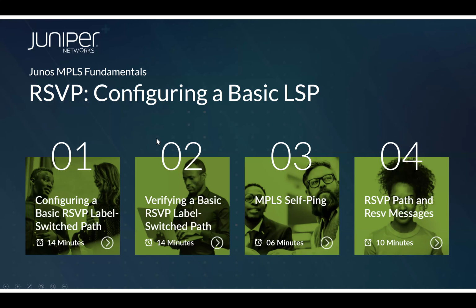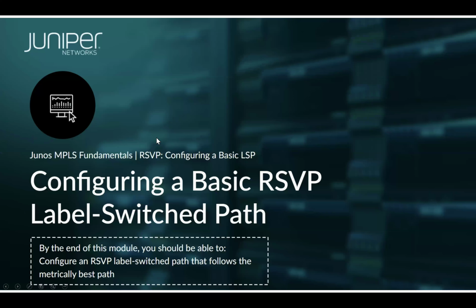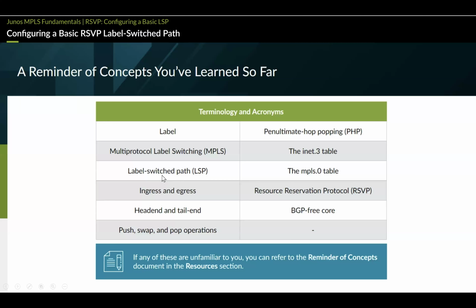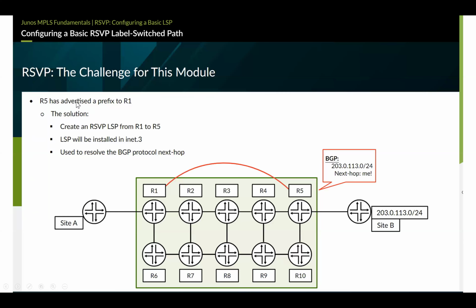There are four sections in configuring a basic LSP. Number one is configuring a basic RSVP label switched path. That means LSP. This is the common terminology which is used under MPLS. See the requirement first.